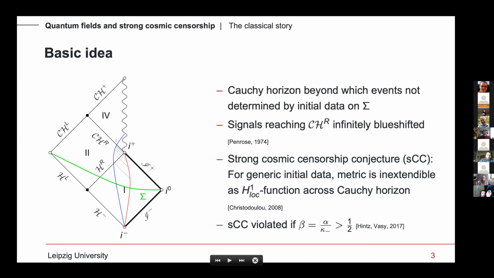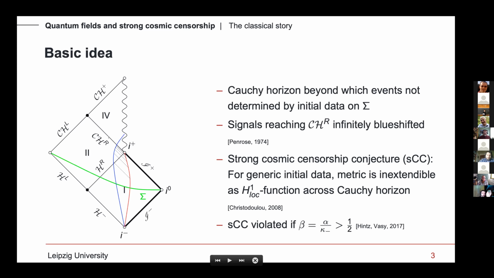And this is not only true for signals sent from A to B, but for all sorts of wave-like perturbations that you can put on this spacetime. They will be infinitely blue shifted as they approach this horizon. And in turn, the energy momentum tensor that is associated with such perturbations will also become very large, close to this horizon, and by back reaction cause a large curvature. So in some sense, it will be impossible for the observer to cross this horizon.